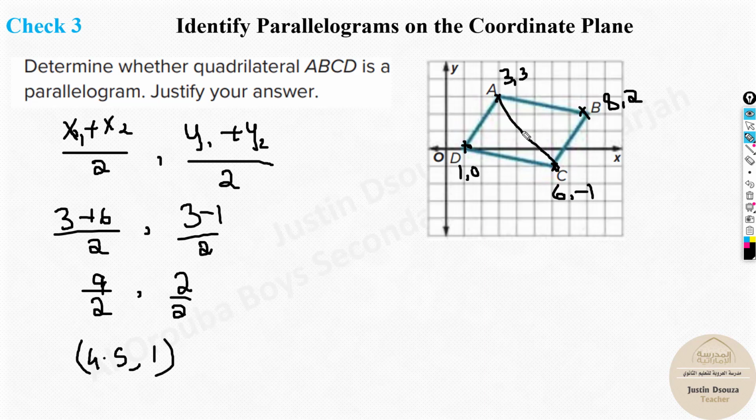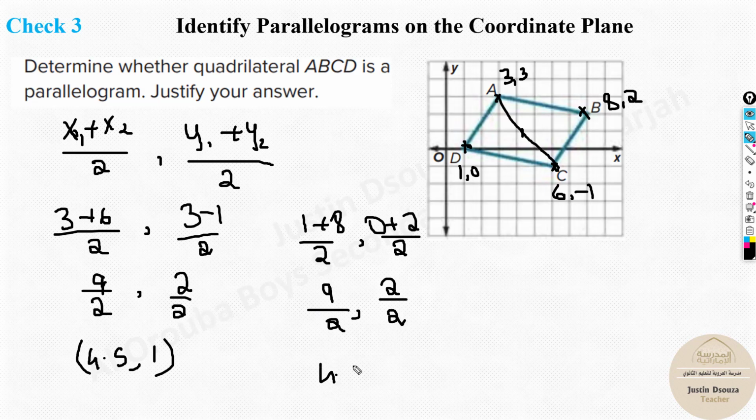The diagonal somewhere in the midpoint, yes, 1. How about 1, 2, 3, 4, 4.5? Yeah, it seems reasonable. Now let's do the other one, other diagonal. That would be over here, B and D. Let me take this as x1, x2. 1 plus 8 by 2. What about the other thing? It is 0 plus 2 by 2. Let's add 9 by 2, comma 2 by 2.